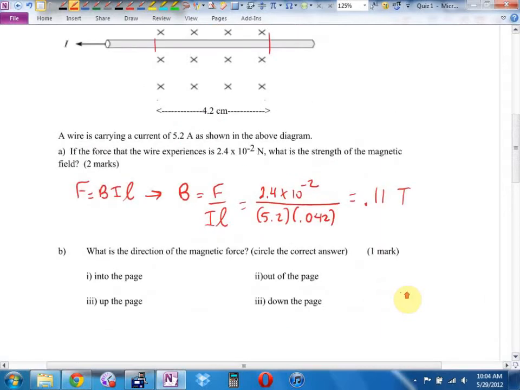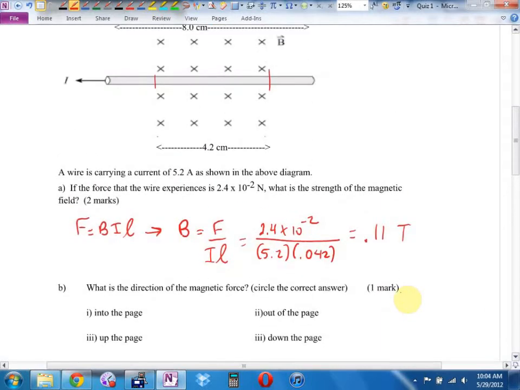Oh, direction. Let's see. Current traveling that way, magnetic field into the page. Right-hand rule says down the page.